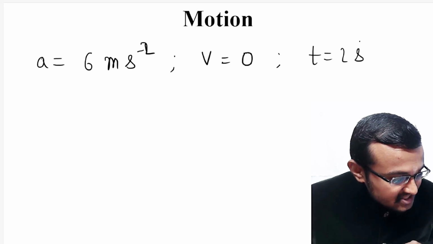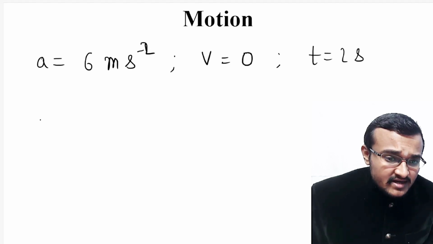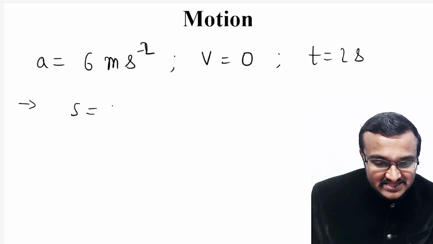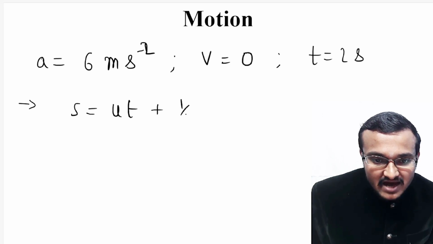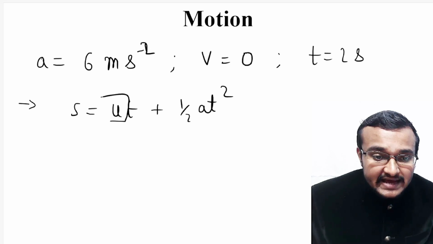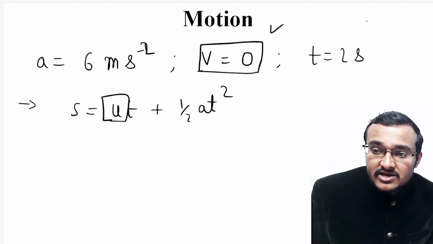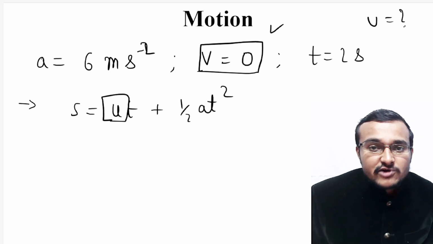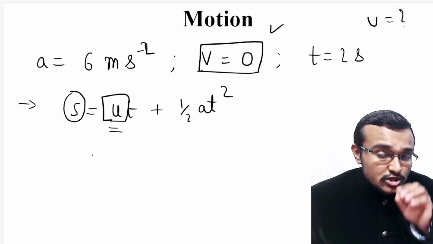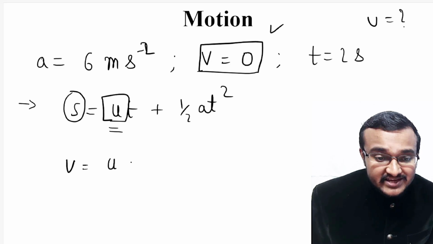Now you should calculate the distance traveled during this particular time. If you use the second equation to calculate distance, that is s is equal to ut plus half at square, you should remember you don't have the initial velocity. They have given that the car has come to rest, that means they have given the final velocity, but u, the initial velocity, they have not given. So to calculate distance, you want this initial velocity as well. To get initial velocity, you can use the first equation, that is v is equal to u plus at.